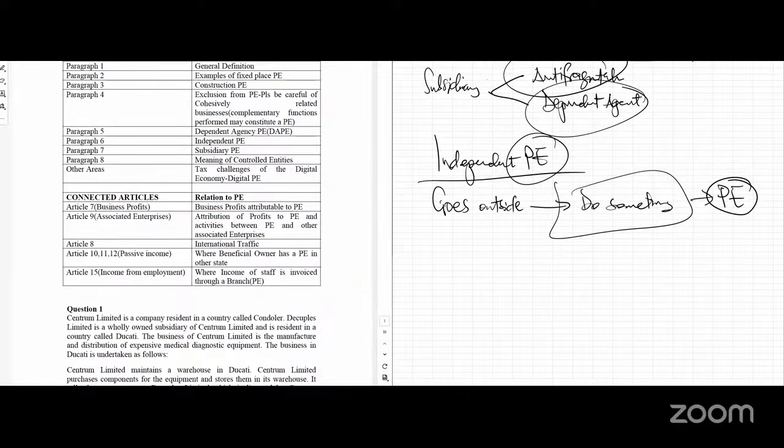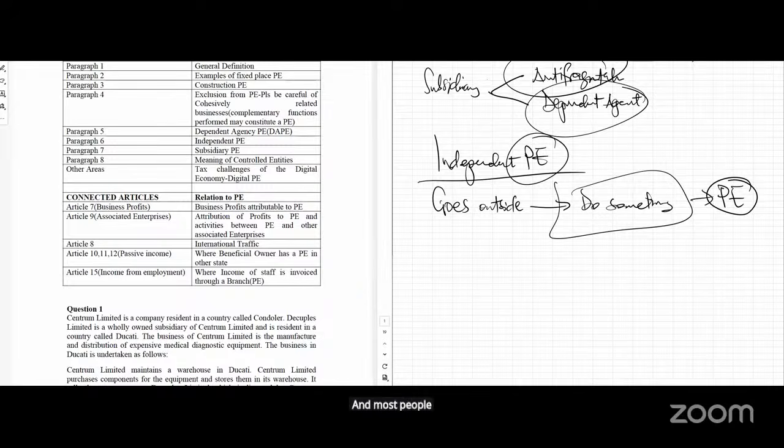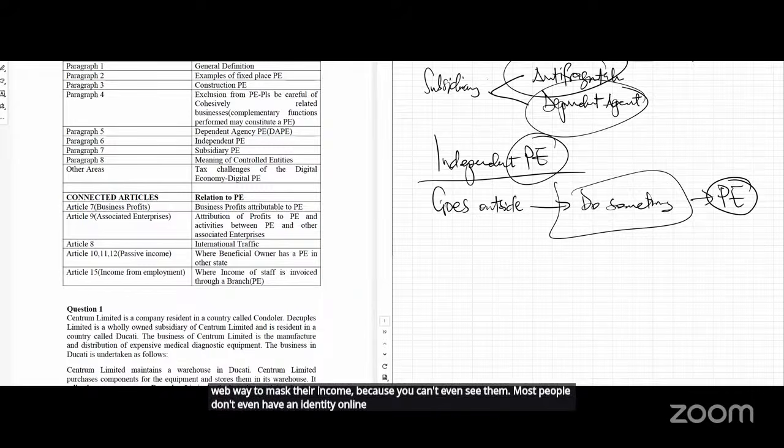True or false? True. So it makes VAT and withholding taxes very difficult to collect. That's also another challenge of the digital economy, right? Most people even use various ways to mask their income because you can't even see them. Most people don't even have an identity online. It's just their income that flows. So the tax authorities find it difficult to spot those transactions.